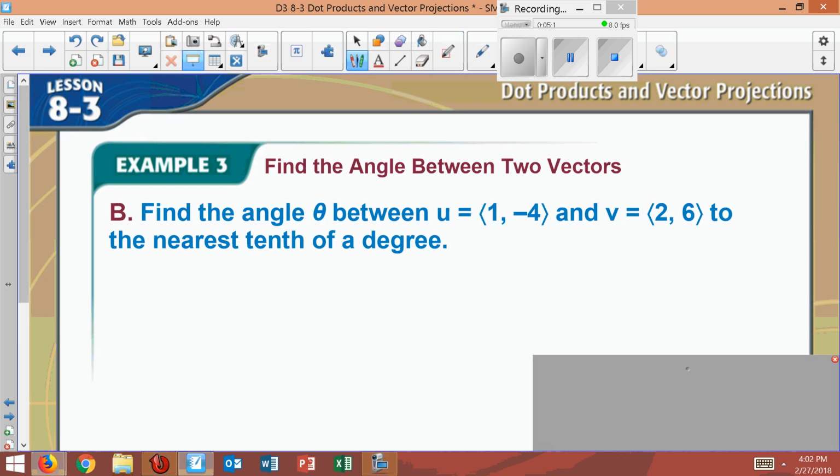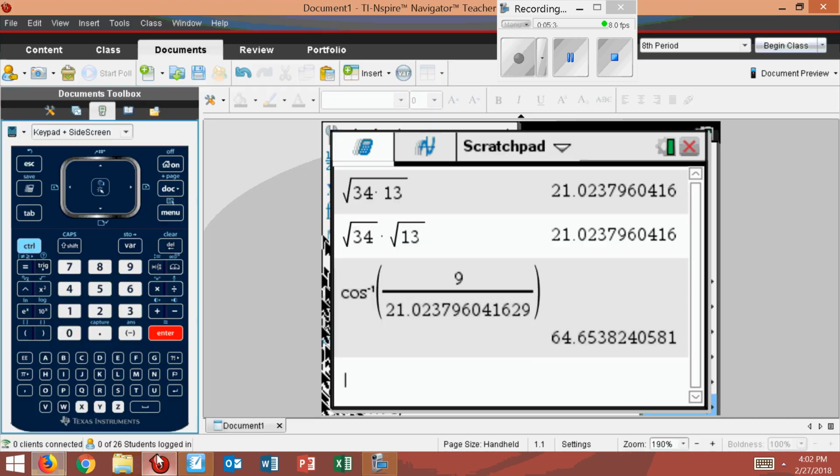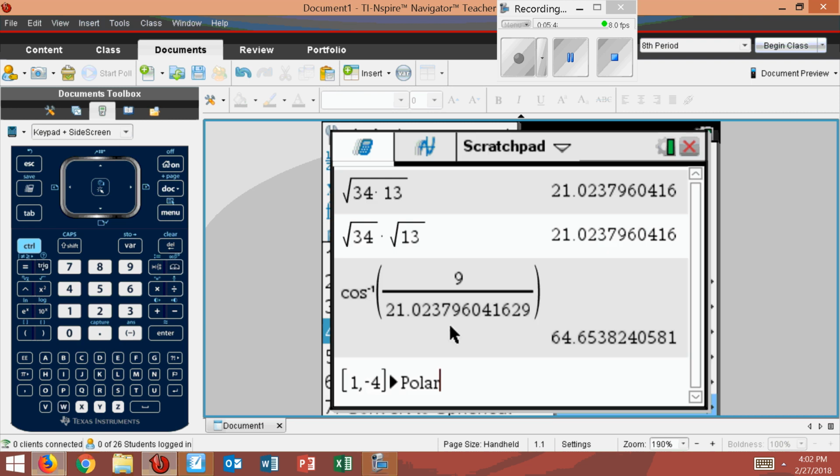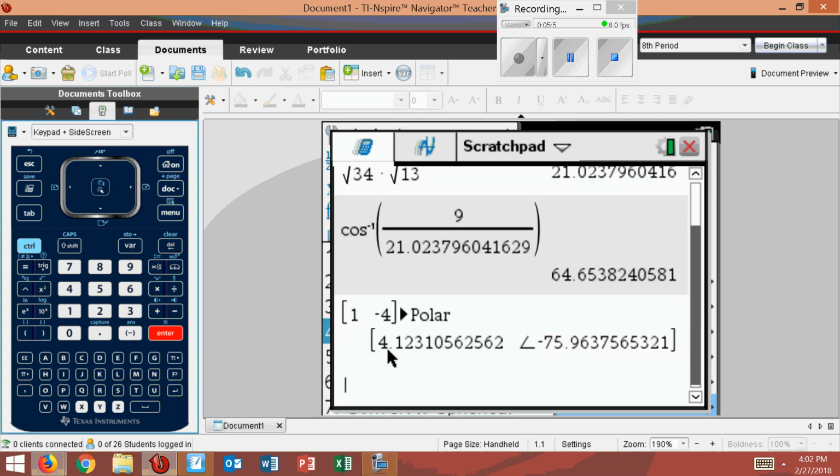So I will find the dot product for the top. So the top would be 1 times 2, that's x1 times x2, plus -4 times 6, which will give me 2 plus -24, or -22. That's that part. Now to find the magnitudes, I'm going to go over here and press control brackets, and my first vector was 1, -4. I'm going to convert that to polar. Then vectors, convert to polar. When I press enter, I found out my h is 4.123.